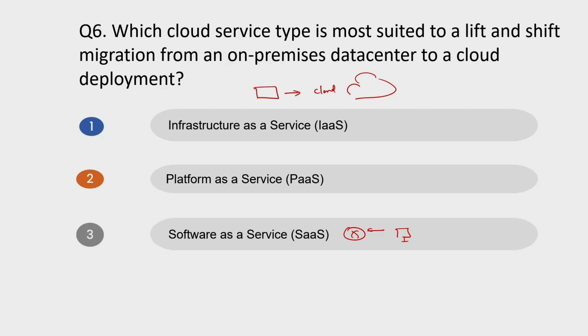In platform as a service, you will be provided with a runtime. You will not be able to do any kind of customization using platform as a service. You will be provided with the runtime. You need to select the runtime and deploy your applications.